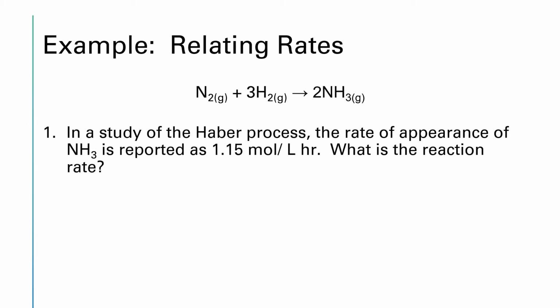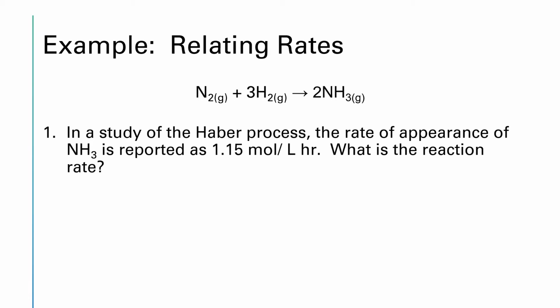As a concrete example, we will look at the Haber process for the production of ammonia. This one's often used because each one of the chemicals has a different coefficient. In this particular case, it says the rate of appearance of ammonia is reported as 1.15 moles per liter per hour. And what is the reaction rate?